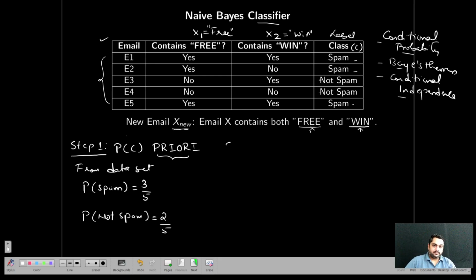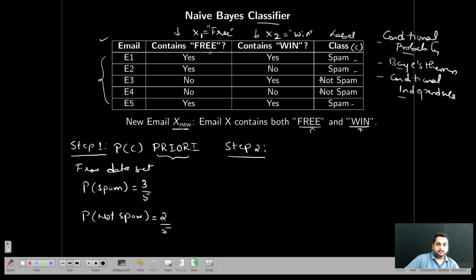Next, step 2 is very important. Now, from the same data set, you calculate these variables, the features, containing yes or no. What exactly does it mean?